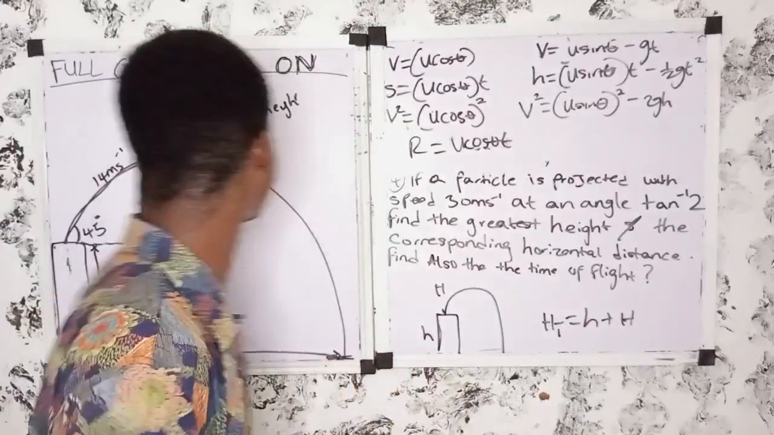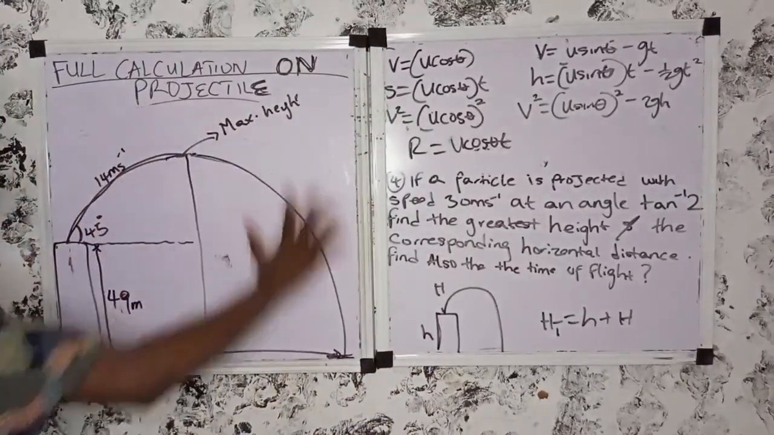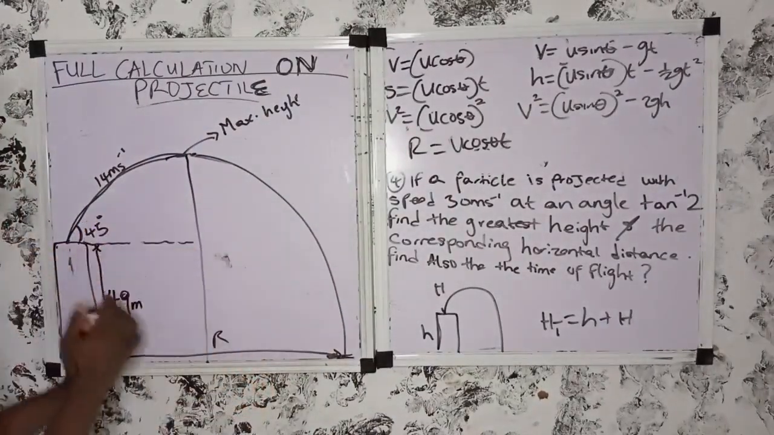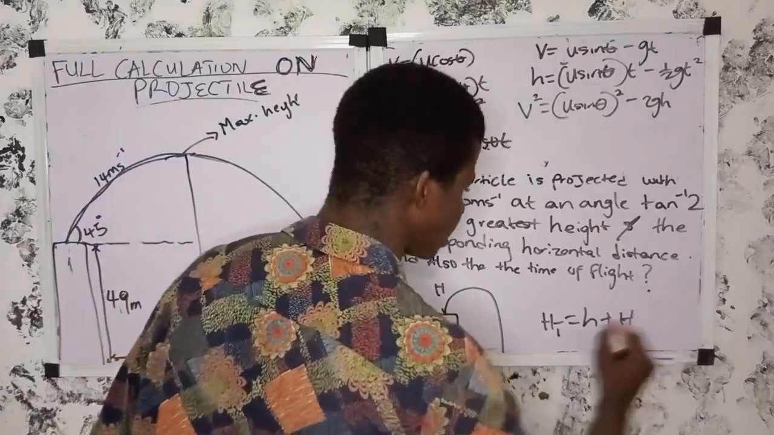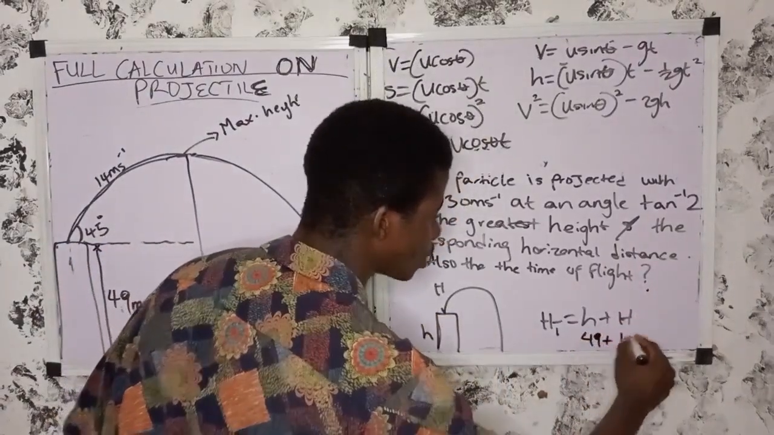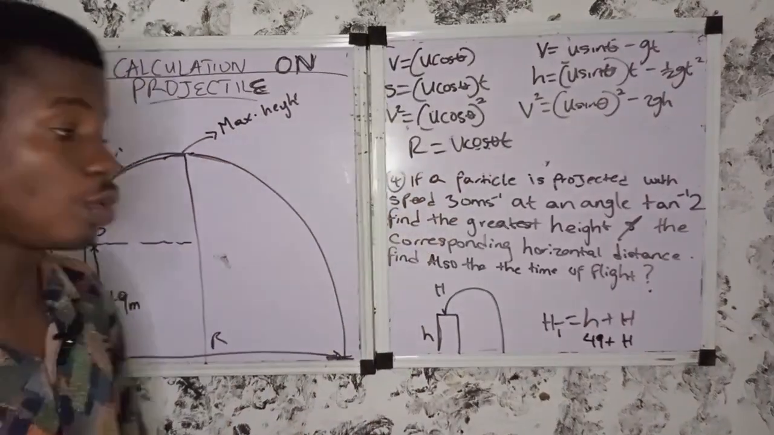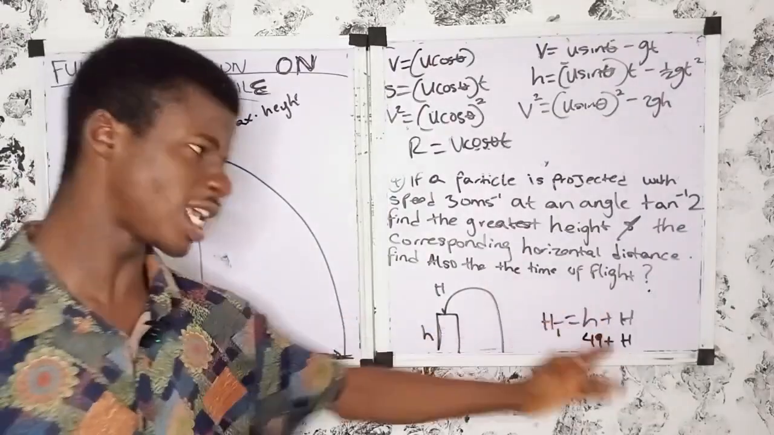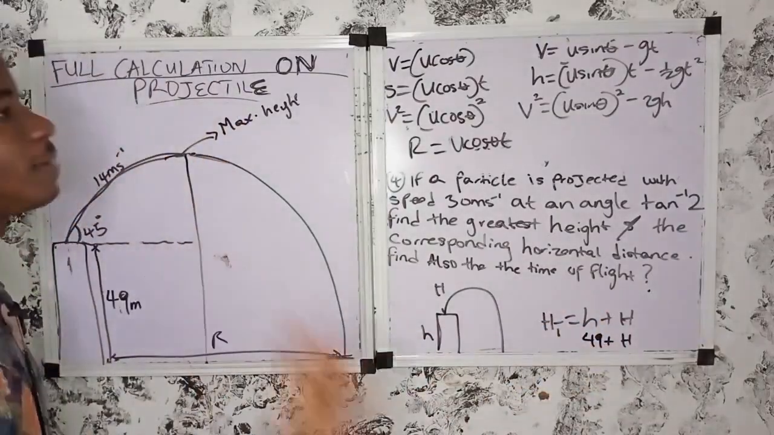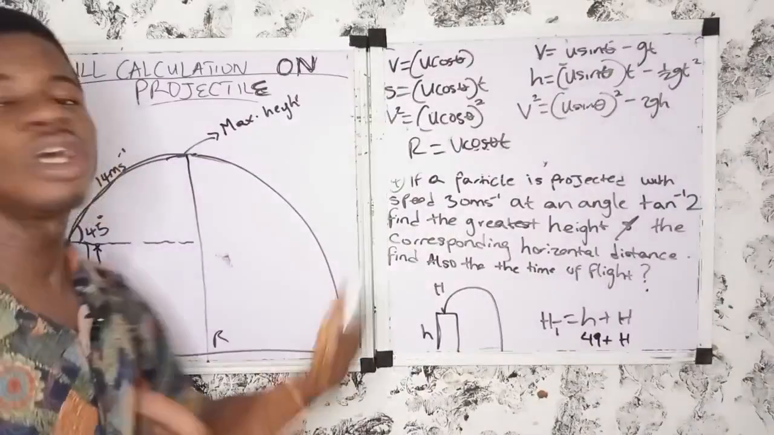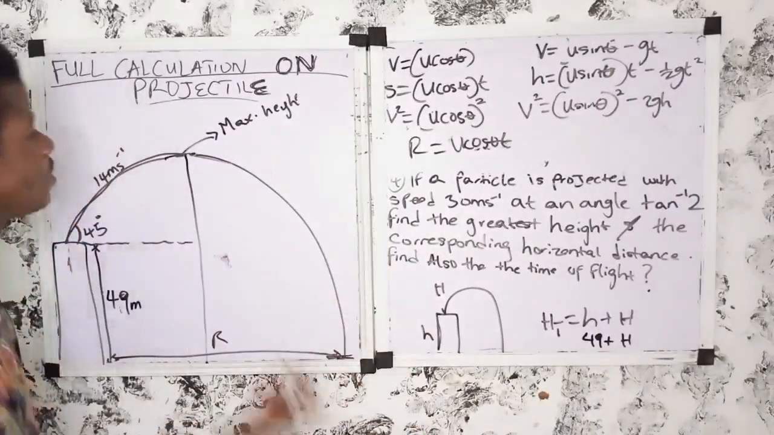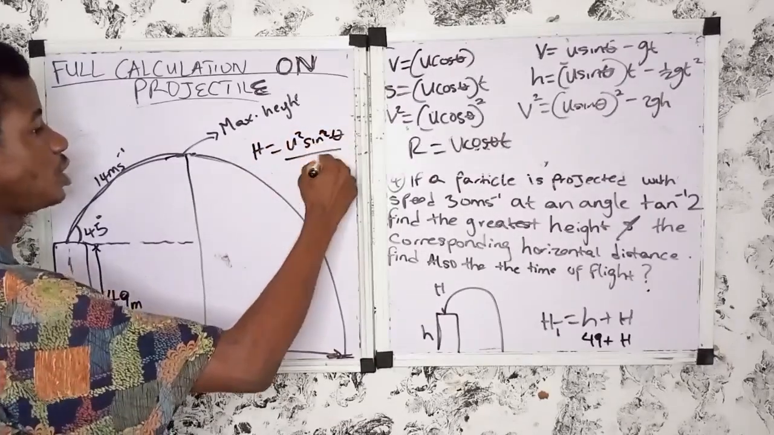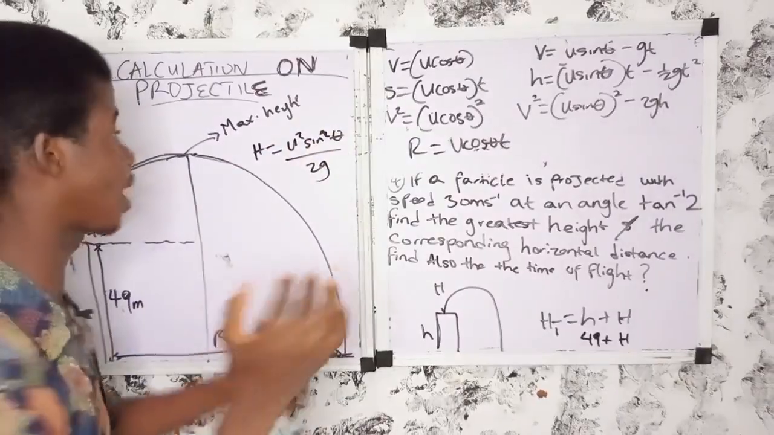Okay, so let's look for time first. I can clear this place. I've already analyzed everything, right? Normally our h is 49, right? So we have to look for this capital letter H first. Remember the time of maximum. What is the formula to look for maximum height? The formula is U squared sine squared theta, all over 2g, right? In the previous class I told you guys that one.